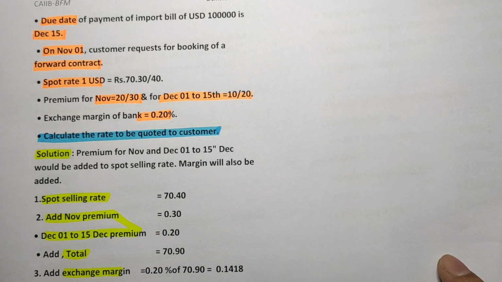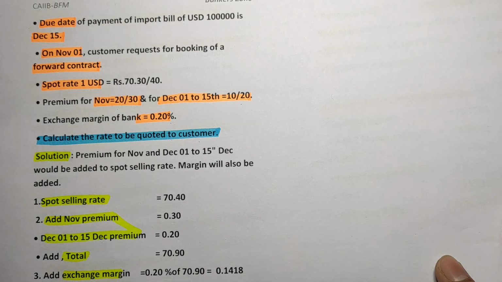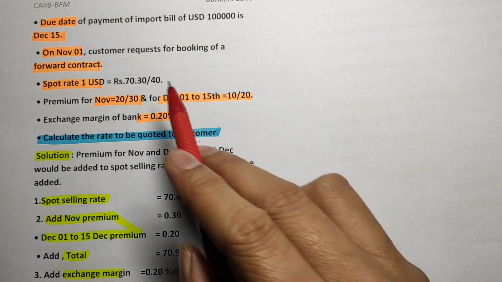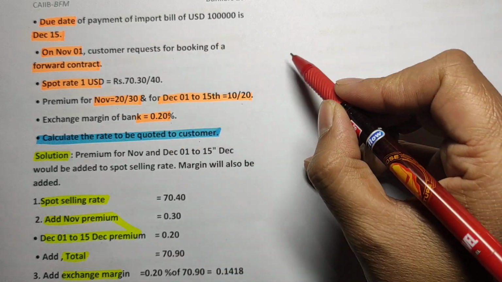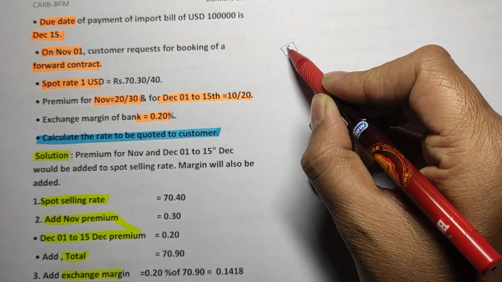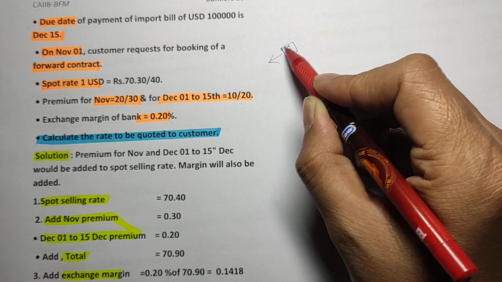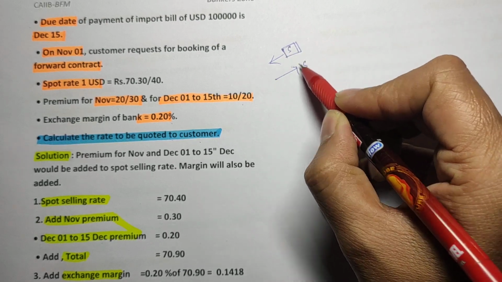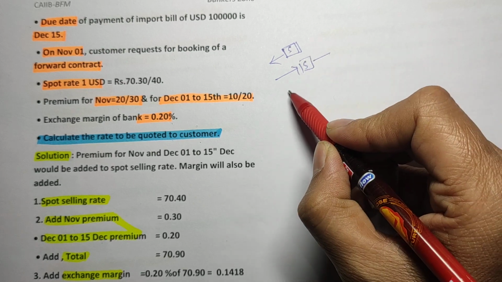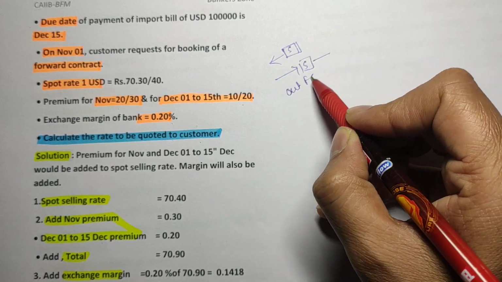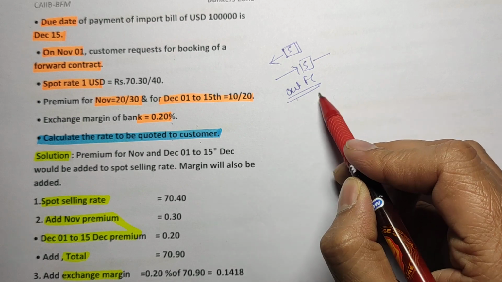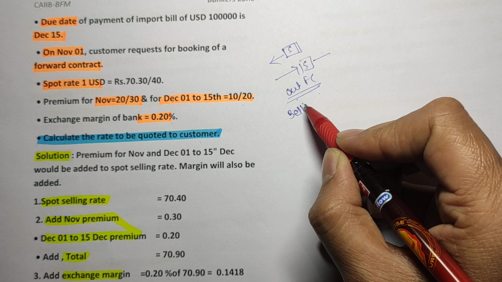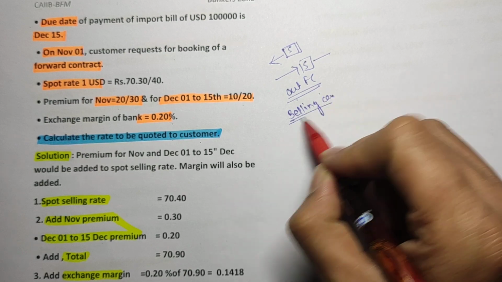So how to solve this type of case study? Friends, see here, very important. What do you mean by payment of an import bill? You are importing some goods, along with that you will get a bill in foreign currency. So you will pay the foreign currency to the other country. That means money is going out, that is, outflow of the foreign currency. When there is outflow of the foreign currency, that case is called the selling case.